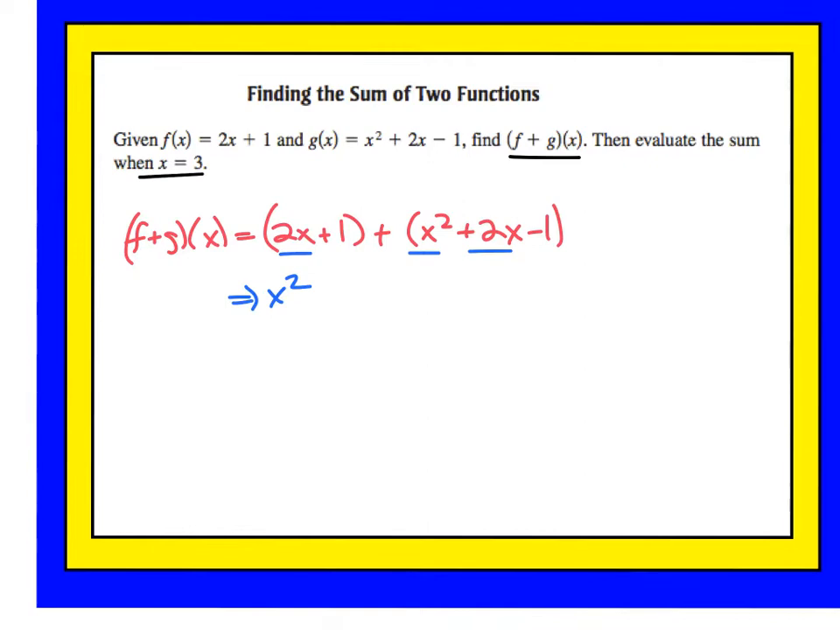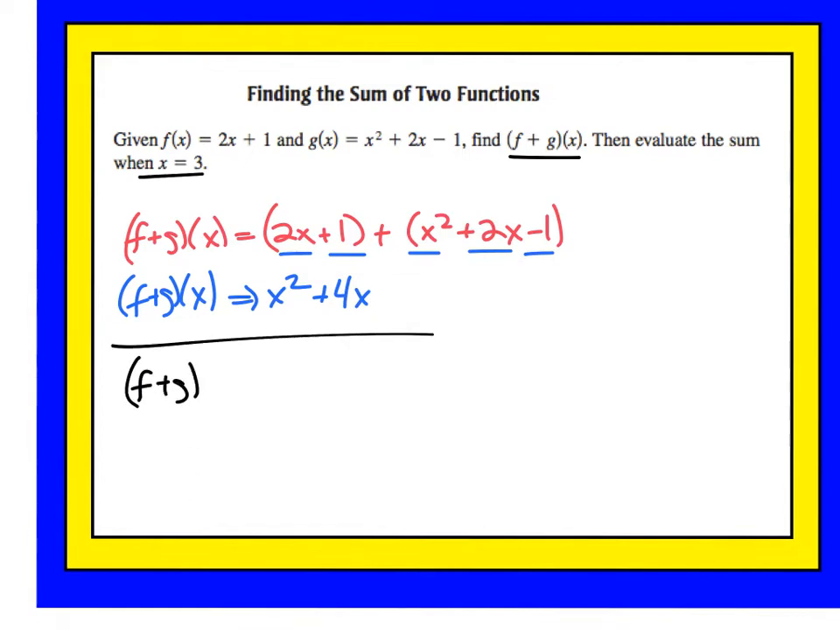So what do I need to do? I get 4x. How about my constants? I got 1 and negative 1. Those come together to be 0. So now I have f plus g of x equals just x squared plus 4x. All right. And then I need to go to the second part. I need to evaluate at x equals 3. So then I do f plus g of 3. And I'm just going to substitute in 3 for my variable right there.